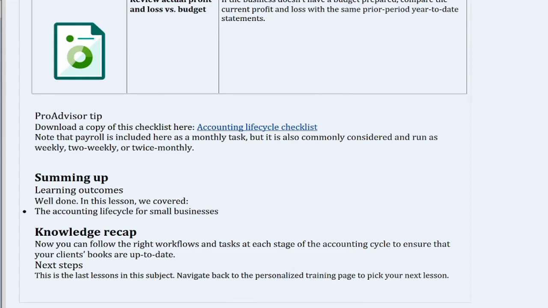Note that payroll is included here as a monthly task, but it is also commonly considered and run as weekly, biweekly, or twice monthly.